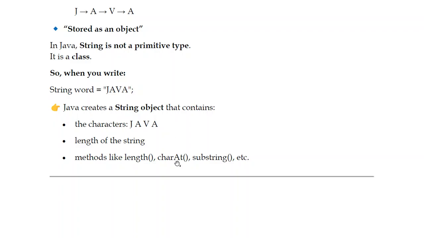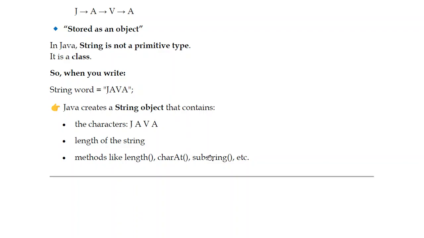charAt means it will return the character at the particular index. For example, if I give the 0th index, it will return the character J. So that is the usage of charAt. For a particular index, whatever character is present, it will return. For example, if I give 2, as per the index 0, 1, 2, 3, it usually starts with 0 index. So if I give the index 2, B will be returned. So that is the usage of charAt.